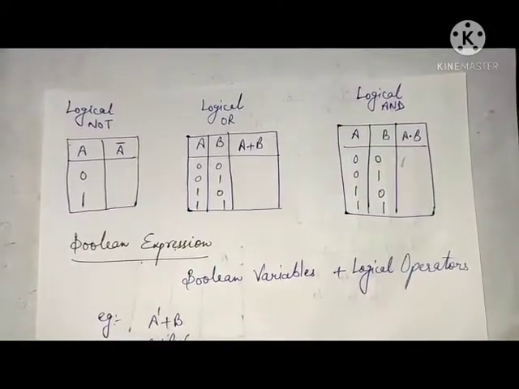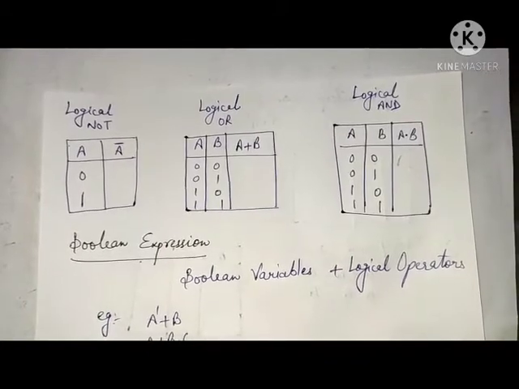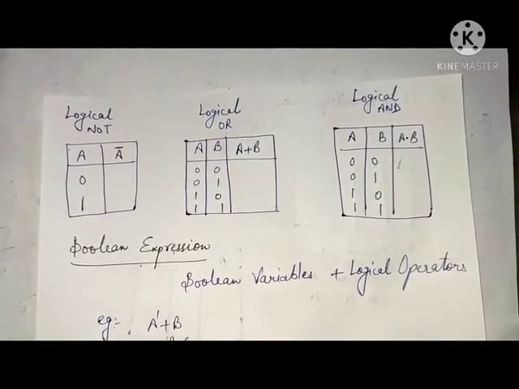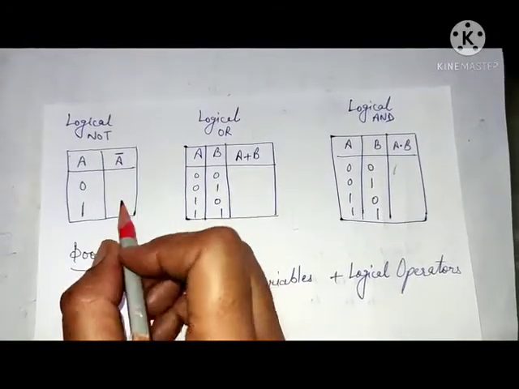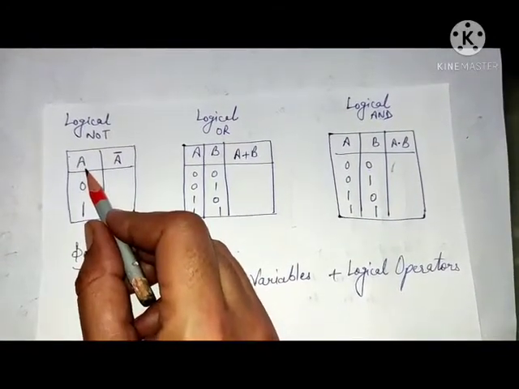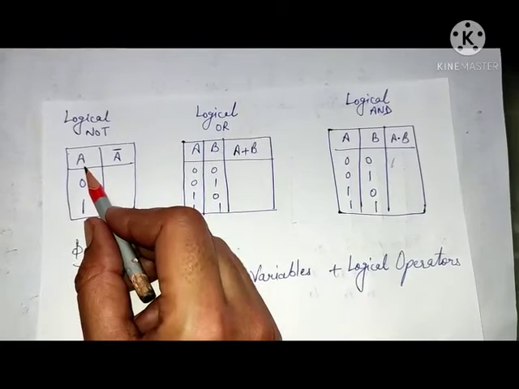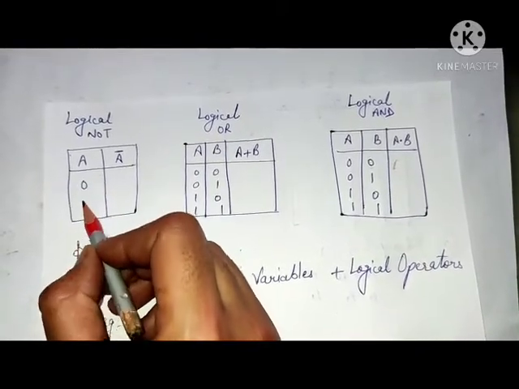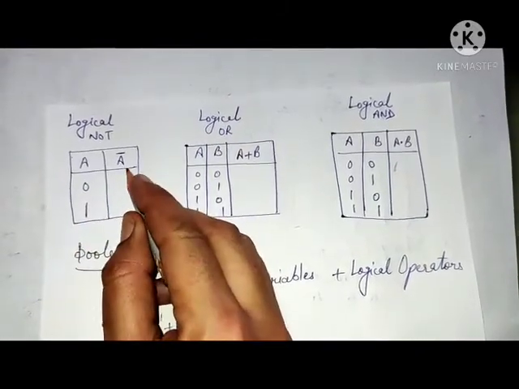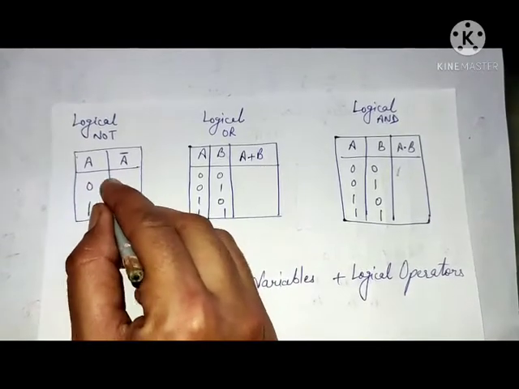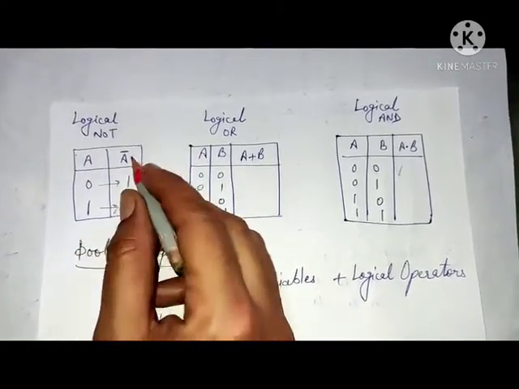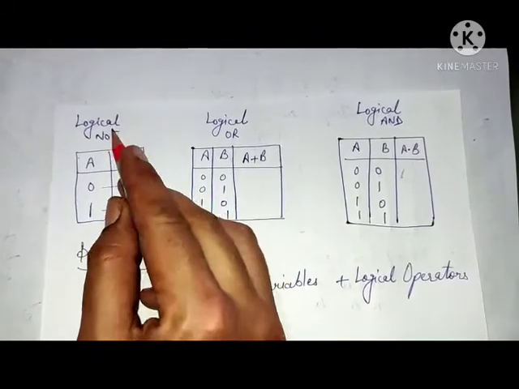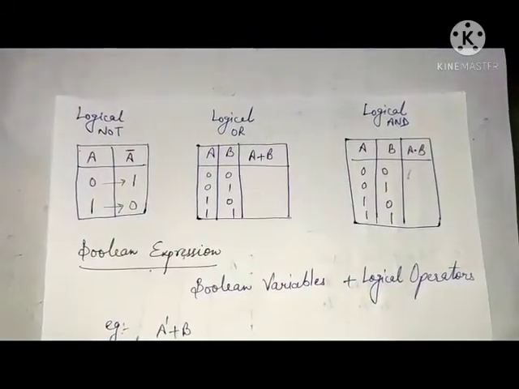Now I want to show you the truth table of the logical NOT, OR, and logical AND operators. Firstly, we are talking about the logical NOT. If I take the variable A, that is a Boolean variable, it contains either 0 or 1. So what is the complement of this? 0 changes into 1, 1 changes into 0 by the complement or by the logical NOT operator.